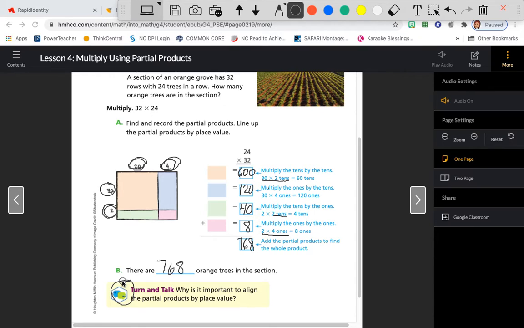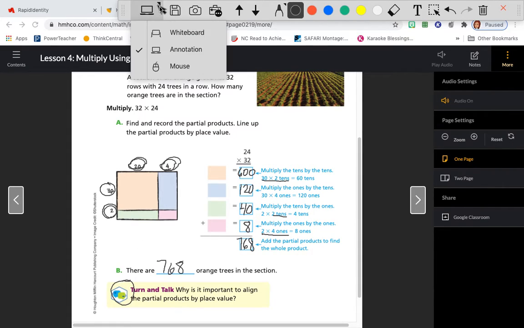So this question is asking you, why is it important to line up your ones, your tens, and your hundreds? And the answer to that is if you don't line them up correctly, you are going to get the wrong answer, and your partial products are not going to help you get the correct answer. All right, let's continue. Let's go to page 200. And we're going to continue using partial products to help us multiply.